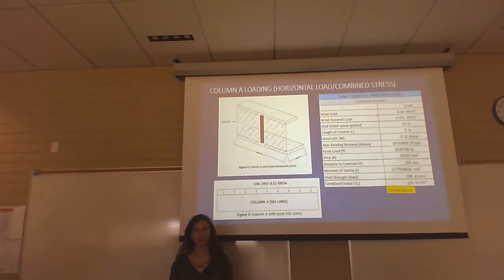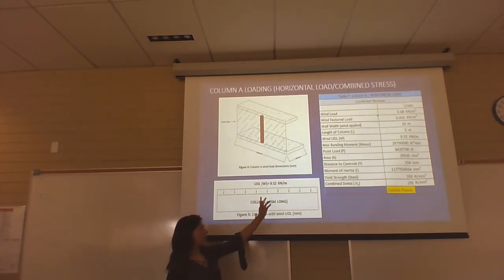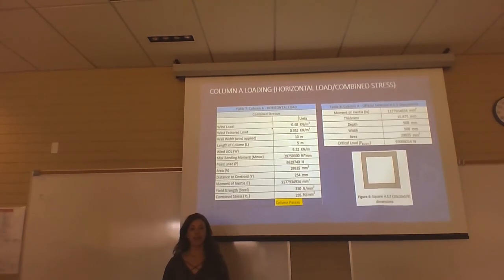So now we're looking at the horizontal load on column A, and as you can see here, there's a wind load applied along the length of the tributary area. To analyze that, you basically rotate the column 90 degrees and turn that into a UDL on top of the column, and that can give you your max bending moment. Initially, we used the same column that was used for column B, but once we did all the analysis, it didn't pass the combined stress.